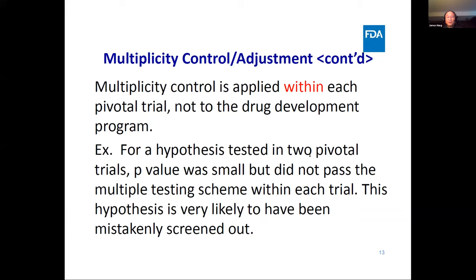So we can imagine that there will be some challenges in considering multiple trials. There was one instance where a hypothesis was tested in two pivotal trials, and the p-values were very small, but did not pass the pre-specified multiple testing scheme within each trial. But the trial results give us the impression that this null hypothesis is very likely to have been mistakenly screened out. So the question is what the regulatory decision should be, at least from a statistical point of view.